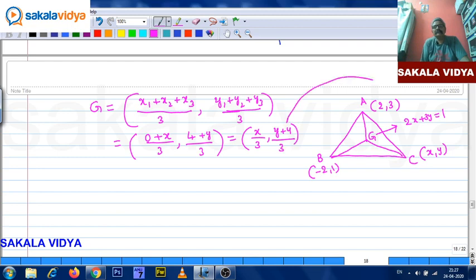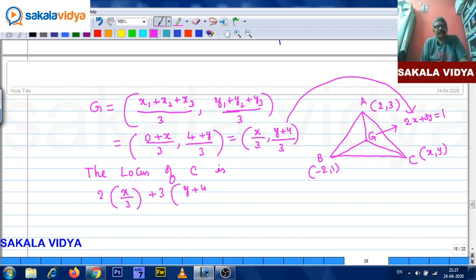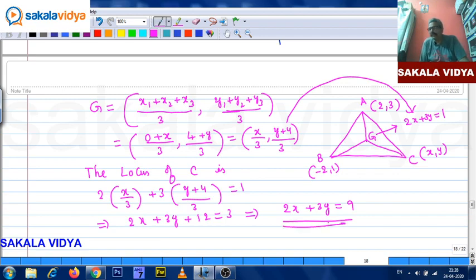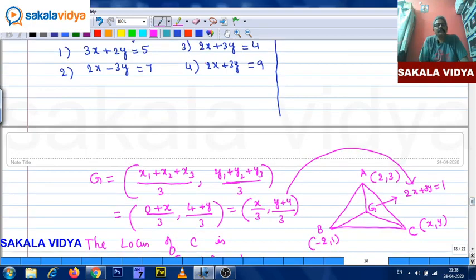According to the problem, it lies on this line. So now the locus of C is 2 times x/3 plus 3 times (y + 4)/3 equals 1. Multiply 3 on both sides. 2x + 3y + 12 = 3. That implies 2x + 3y = -9. So, which is the right option? Fourth option is the right option.